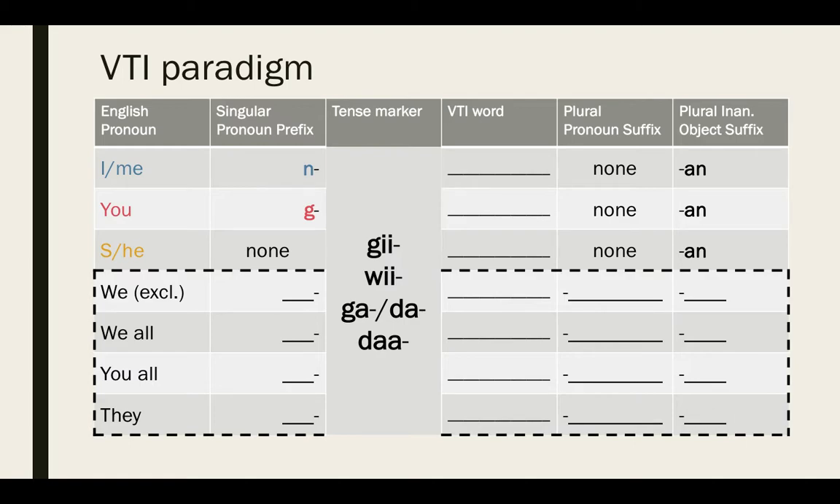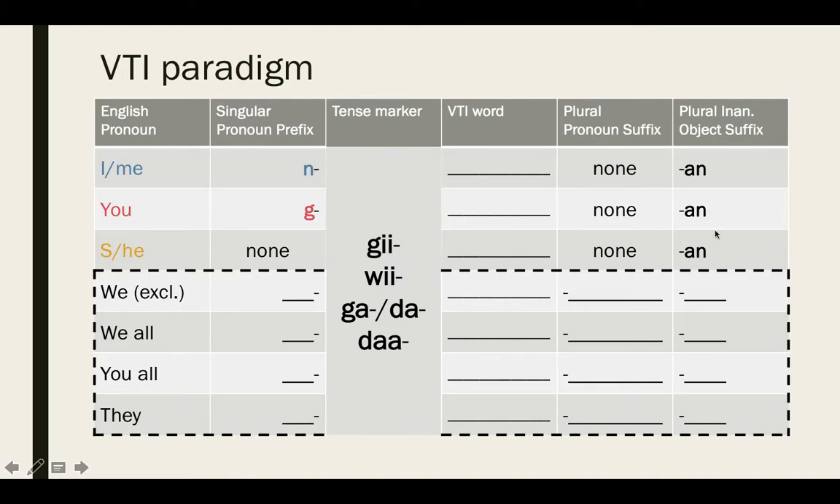So here's a VTI paradigm of what's been covered so far. As you can see here, I or me has an n sound in front, you has a g sound in front, she or he doesn't have a prefix at all because it's built into the verb. Then we would put in our tense markers here: gi for past, we for indefinite future, ga or da for definite future, and da for modal. Our VTI words would go here, and then our plural pronoun suffix would go here, and then if our inanimate objects are pluralized, we would have a suffix that we'd use on the verb.